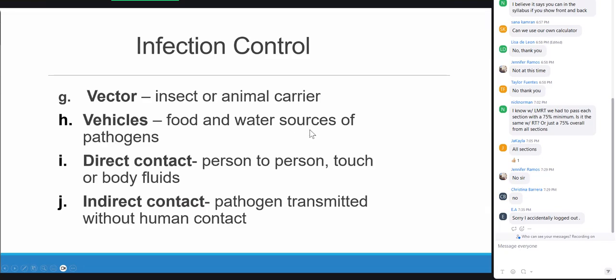Vehicles are food and water sources of the pathogens. Direct contact involves person to person, person to touch, or to the body fluids. Indirect contact is when the pathogen is transmitted without human contact or interaction.